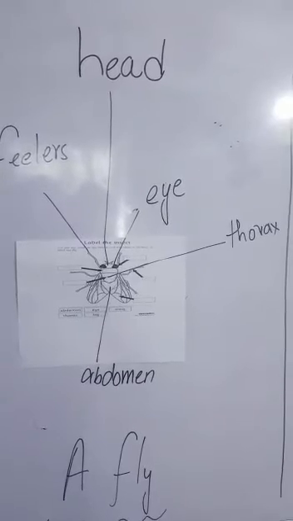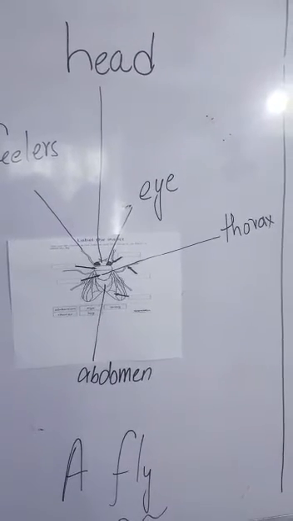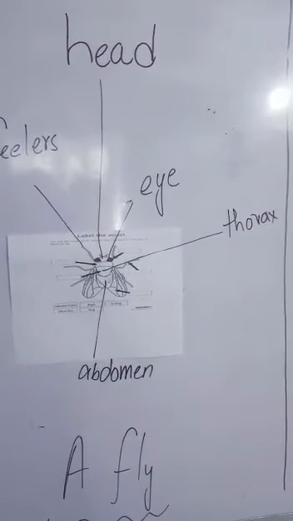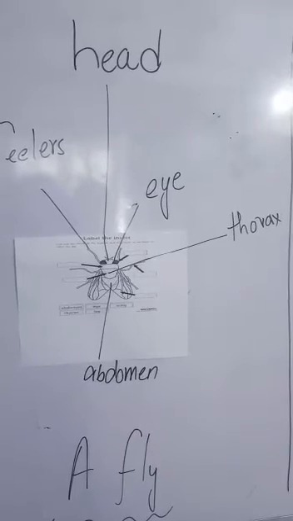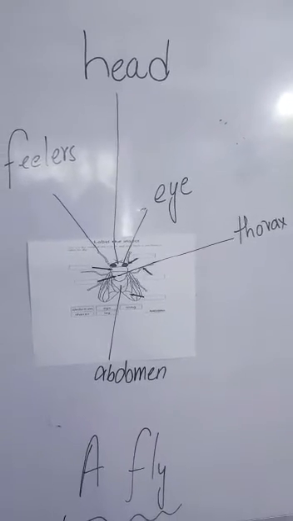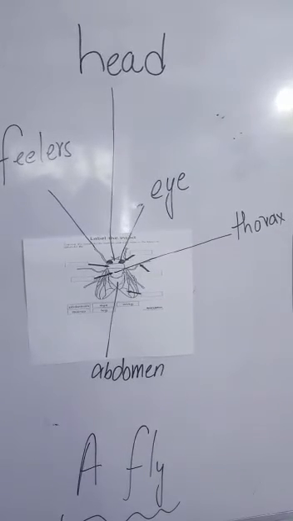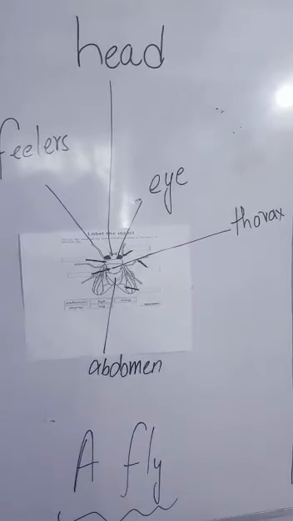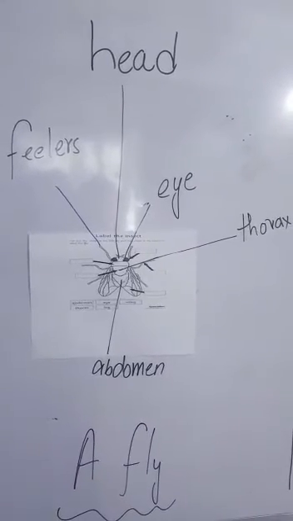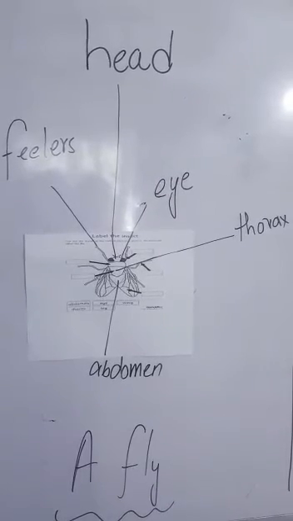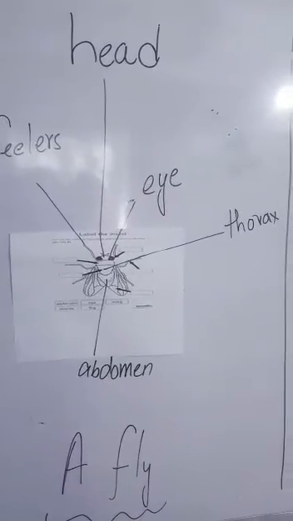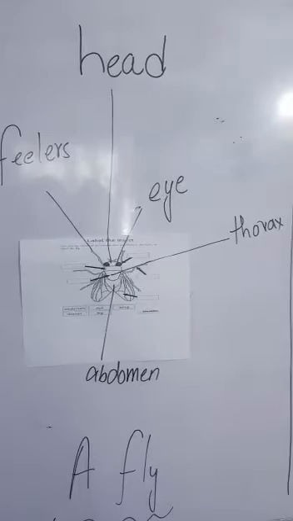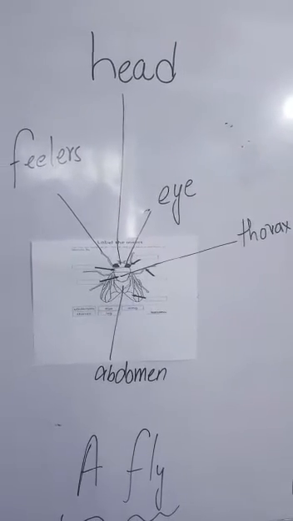Okay. Now the middle part of the fly, as you can see in this picture, is the thorax. Thorax. Yes, it's a very important part of a fly because this is the middle part of the body, and all the legs and the wings of the fly join with it.